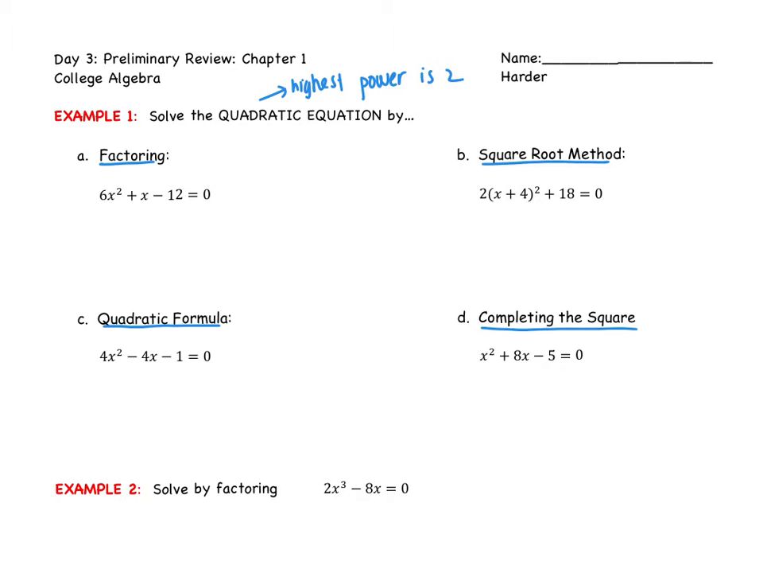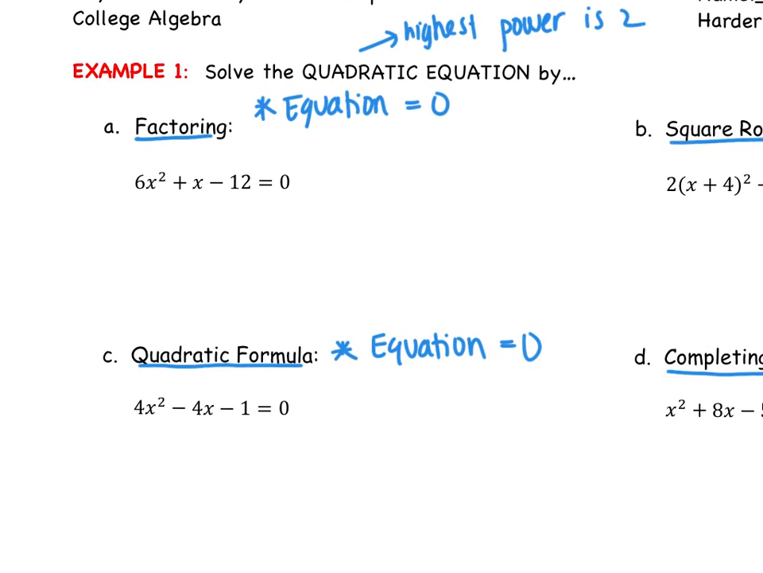One thing I want you to know, for both factoring and the quadratic formula, so for both of these methods, the equation has to be set equal to 0. For square root method and completing the square, that's not the case. But if you're factoring or doing quadratic formula, your equation has to be set equal to 0 before you do anything. Okay, so let's jump into our factoring.